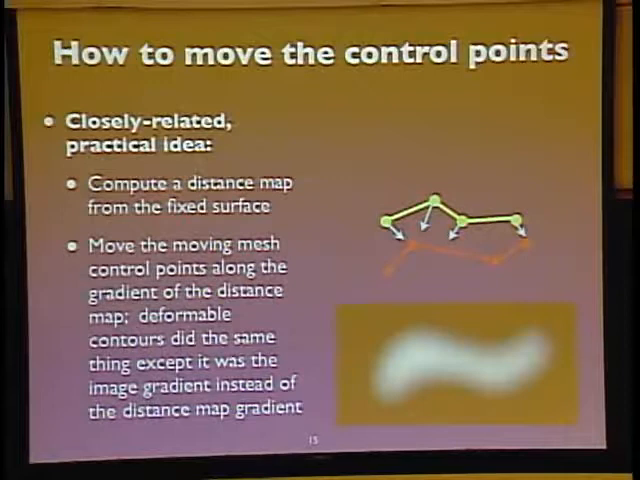Yeah? Can you explain how you build this distance mapping? So where pixel ij comes from?